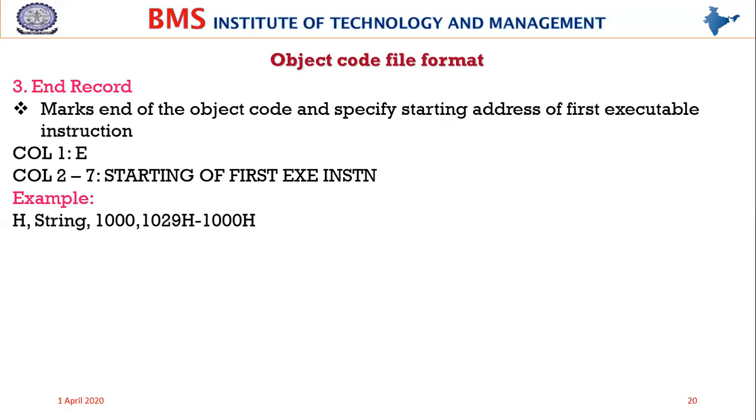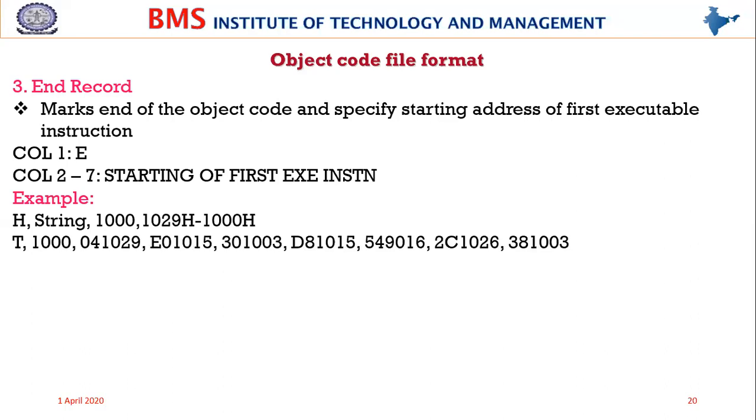Header record is H. Name of the program is STRING, and starting address is 1000. The size is 1029 hexadecimal minus 1000, whatever the hexadecimal value, that is going to be the size. Okay. Text record: T is a text record. Starting address is 1000, the starting address of the first object code. And the rest of the object codes we have written separated by commas.